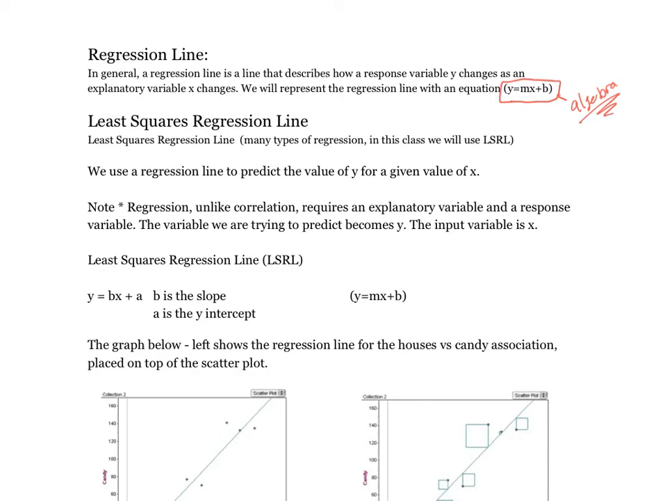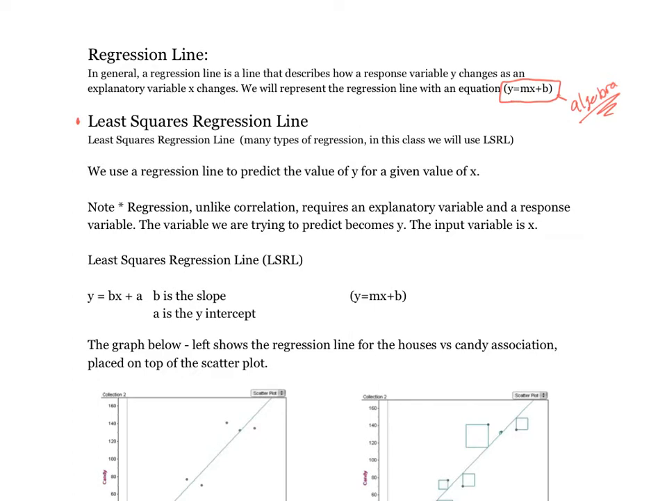What we do in AP Stats is called creating a least squares regression line. Okay, there are many types of regression, but in this class, in AP Statistics, we do what's called the least squares regression line. And we use a regression line to predict the value of y for a given value of x.